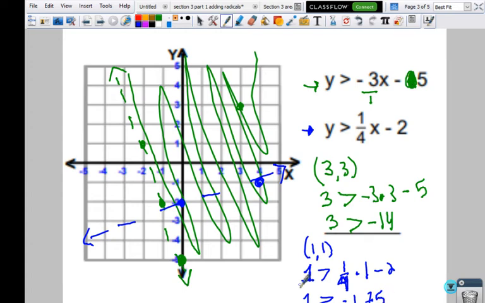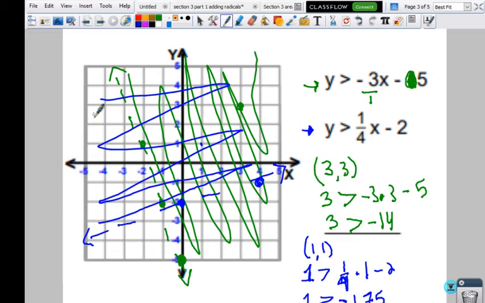Alright, is 1 greater than negative 1.75? What would you say? Is 1 greater than negative 1.75? Yes, it is. That means this is my true side up here. So I'm going to shade through like this.